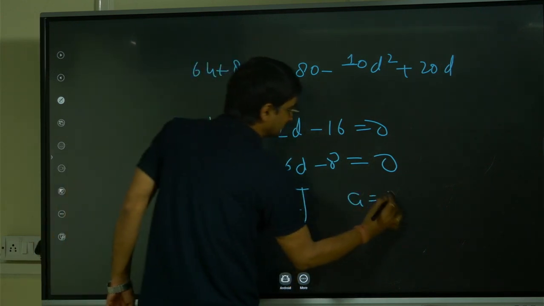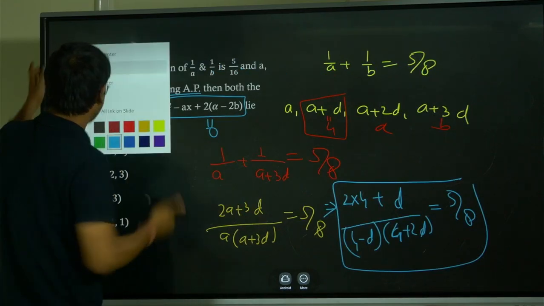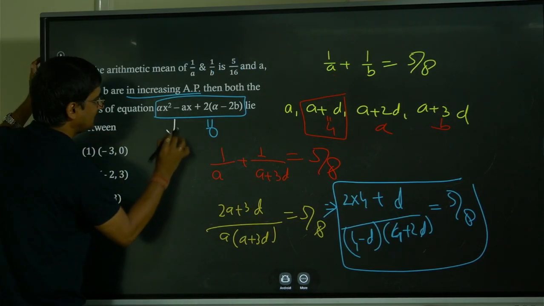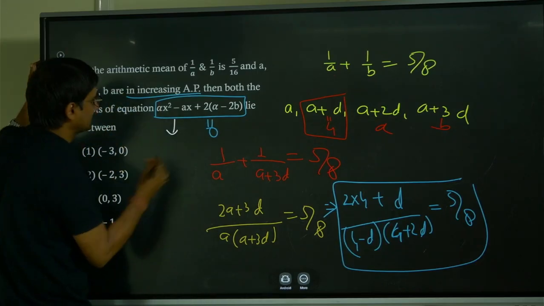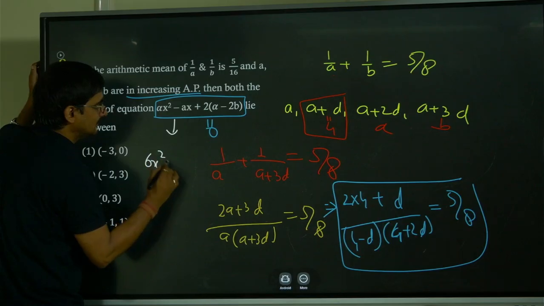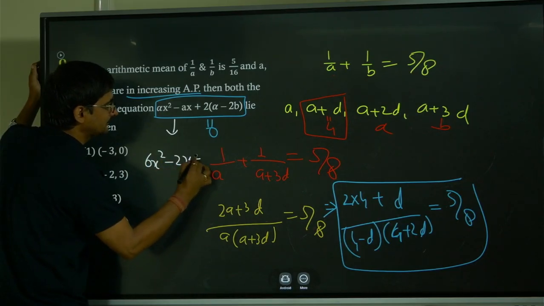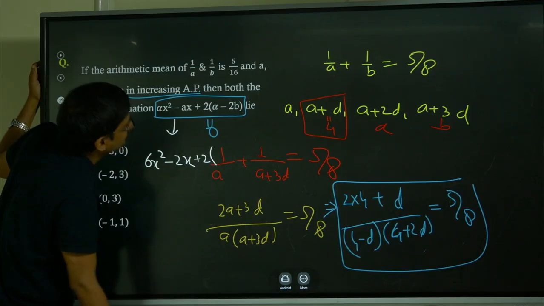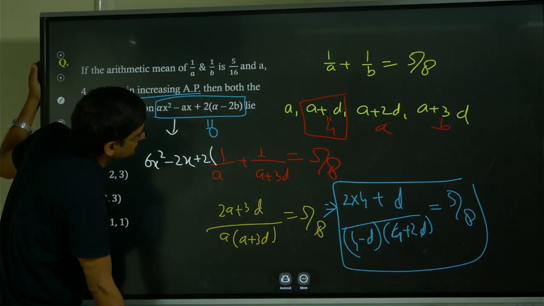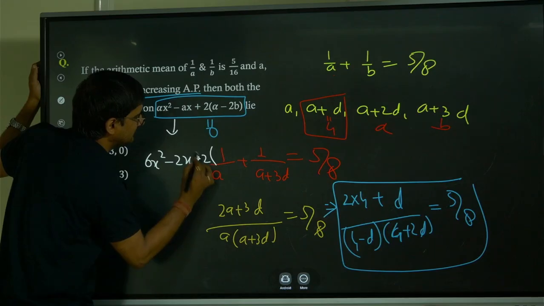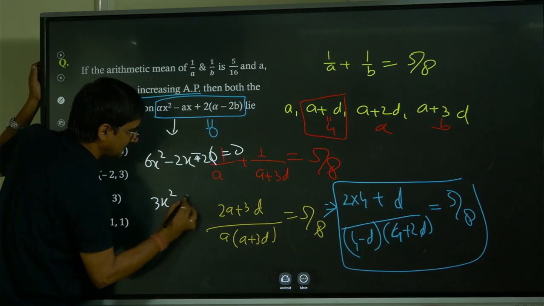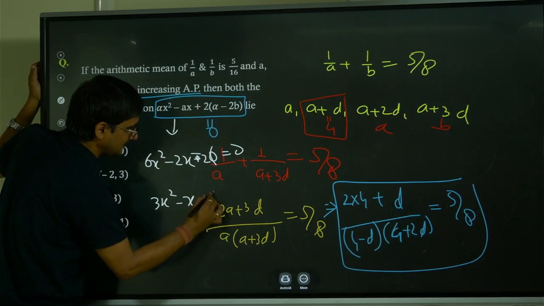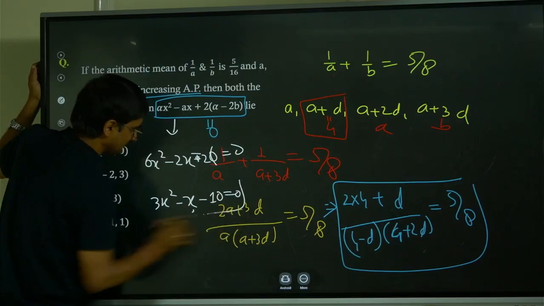D is 2, A is 2. So our quadratic in that case is, alpha is, where is it? A plus 2D, 6x square minus 2x plus 2 times alpha, 6 minus 2b, 8, 16, 10 minus 20 equal to 0. So 3x square minus x minus 10 equal to 0.